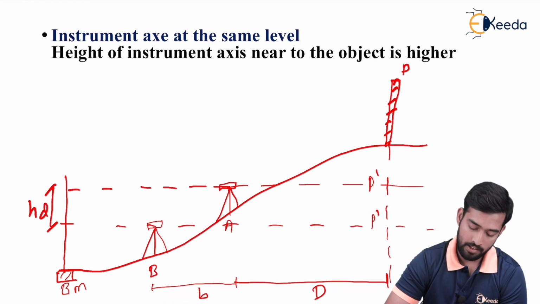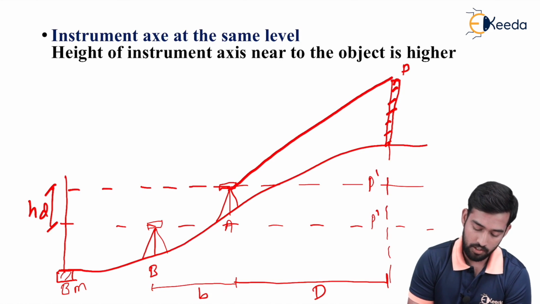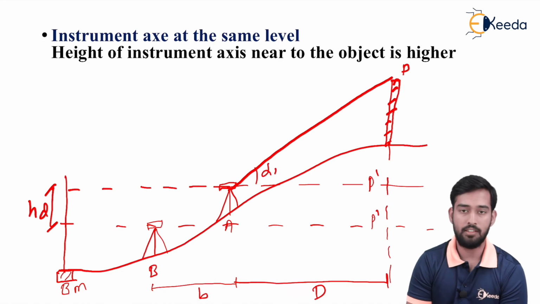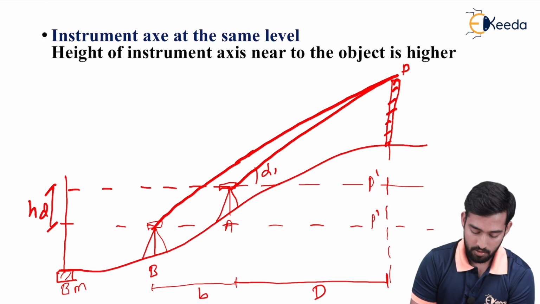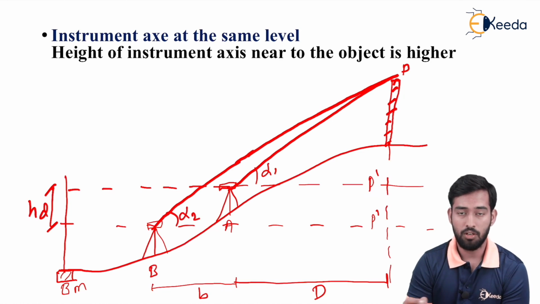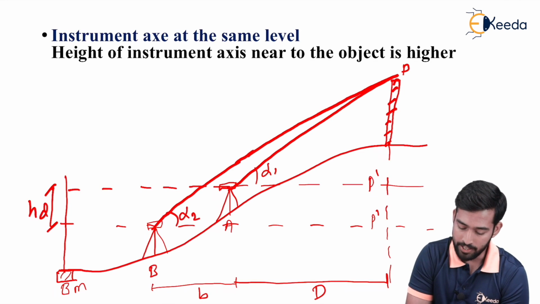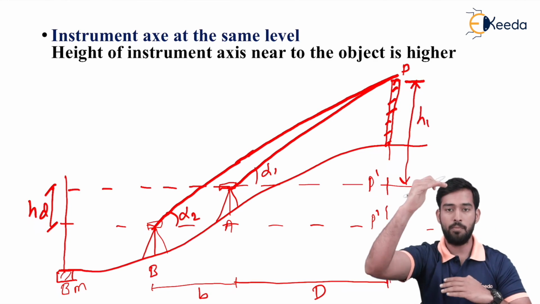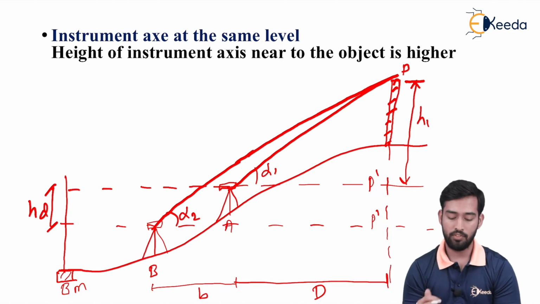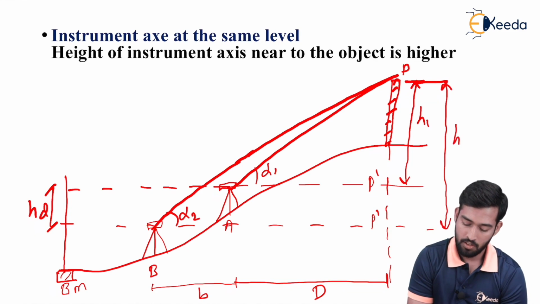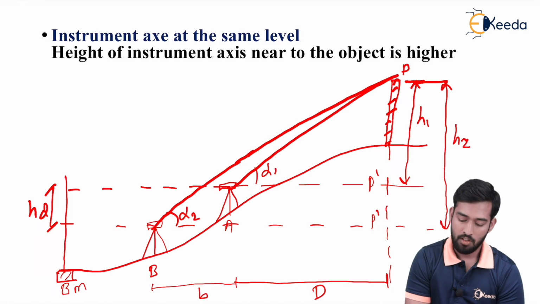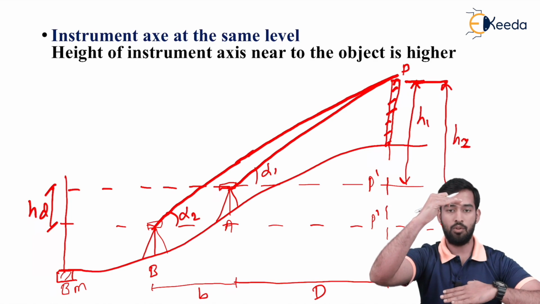Now from angle alpha 1, if we bisect your object P from A, and we get alpha 2 by bisecting the angle from station B to your object, then the heights. Now H1 will be from the object to the line of collimation of A, and H2 from P to the line of collimation of B.